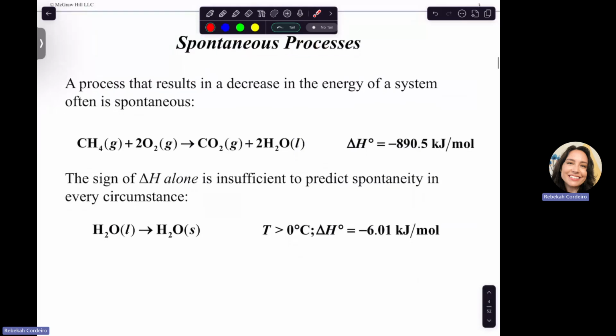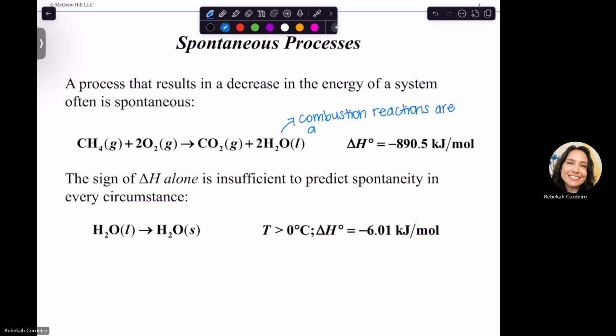So a process that results in a decrease of energy of the system is often spontaneous. And a lot of times our exothermic processes are spontaneous because they give off energy. So combustion reactions, this is a combustion reaction. Combustion reactions are always spontaneous. So we don't have to say spontaneous combustion. Combustion is always spontaneous. And we'll talk about how we know if something is always spontaneous or spontaneous only in certain conditions a little bit later.